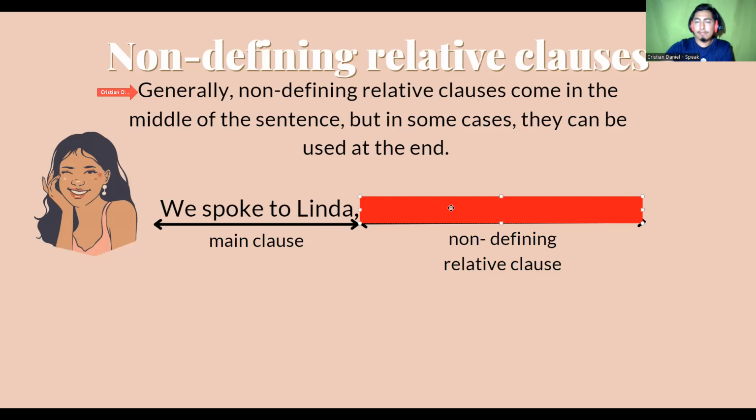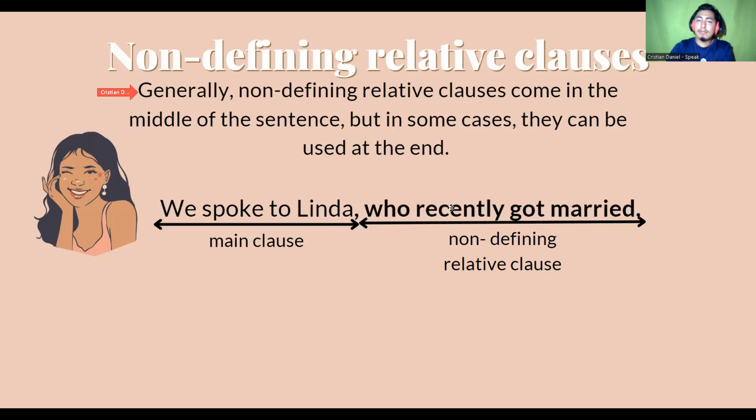But not essential, but good to know. It's good information for you to know. She recently got married, but we spoke to Linda. She recently got married. Those are two sentences.